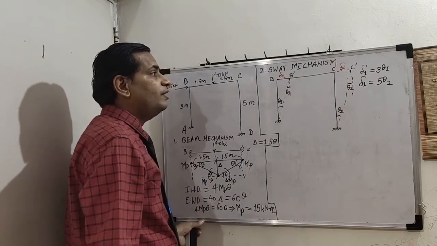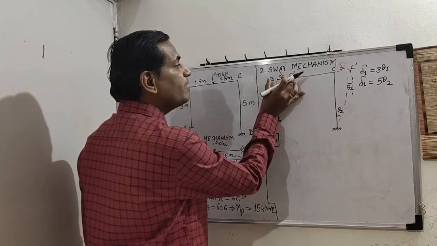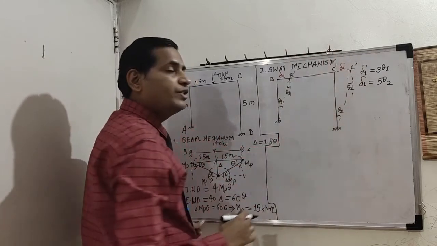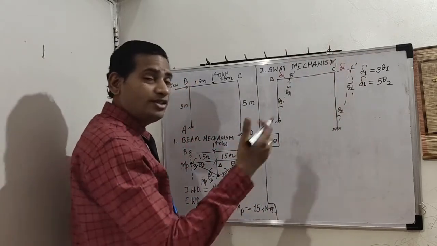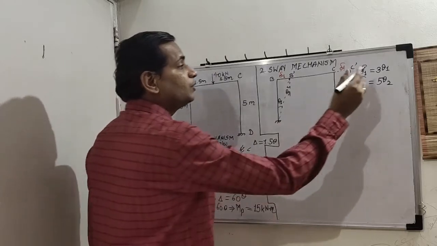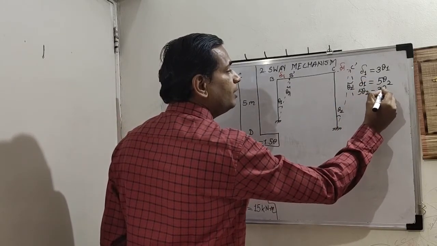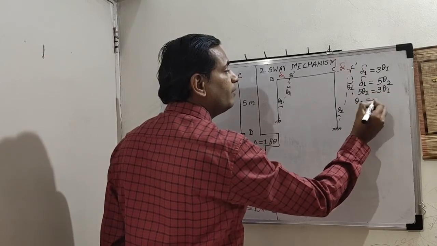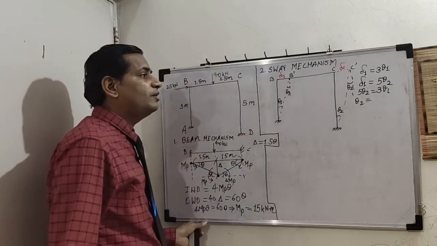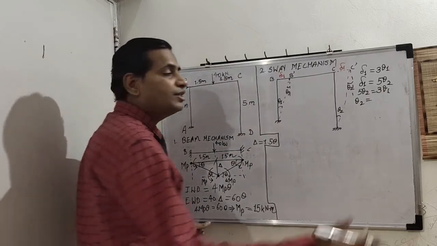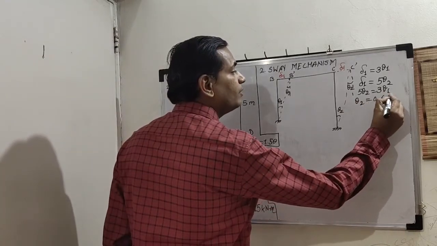Okay, that is why BB dash distance is equal to CC dash, which is delta 1. It is an assumption. So 5 theta 2 is equal to 3 theta 1. So how much is theta 2? 3 by 5. 3 by 5 is how much? 0.6 theta 1.